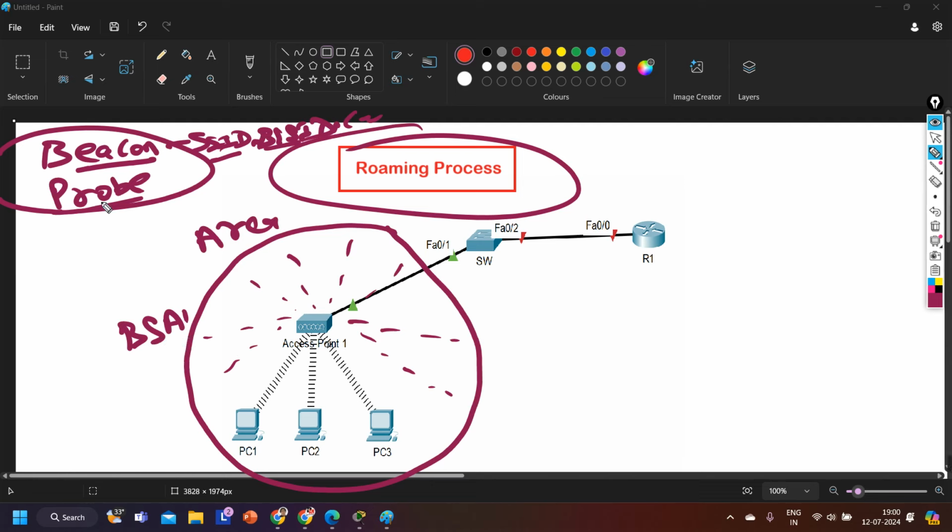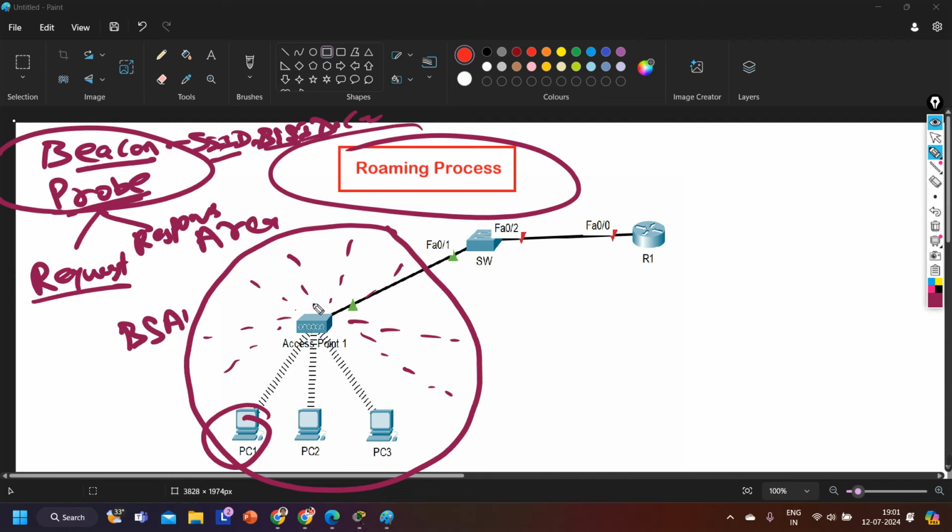Okay, so in the last video we talked about these two types of signal, beacon and probe. The beacon signal is sent by the access point to represent the wireless network, and the probe signal is sent by the client machine to discover the access point. Let's say this client machine has entered this area. Now this client machine doesn't know where the AP is, so it will send a probe message to discover the AP. Again, there are two types of probe signal: probe request and probe response. The probe request is sent by the client machine and the response is sent by the access point.